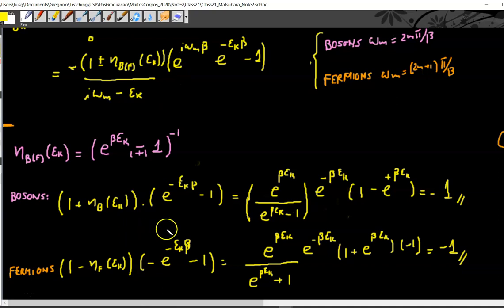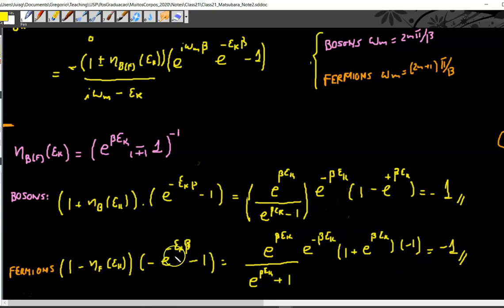Now for fermions, let's see what I get. Well, for fermions, this would also give me minus 1, right? Because these are an odd number times pi over beta. So I get e to the i pi times an odd number here, so it will always be minus 1. So I get minus e to the minus epsilon k beta, minus 1, right? And what enters here is the fermion distribution with a plus sign here. So 1 minus this is going to be e to the beta epsilon k plus 1, then minus 1, so I get 0. I get just exponential of beta epsilon k, over exponential beta epsilon k plus 1 in the denominator, times this minus 1, times e to the minus epsilon k beta plus 1, right?